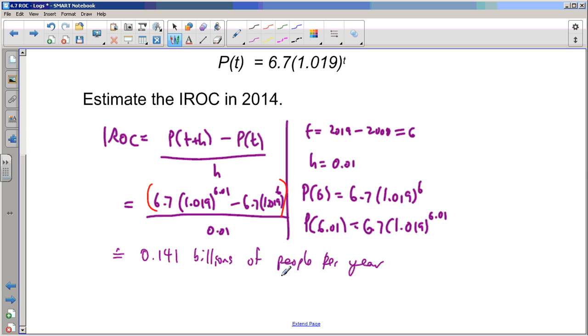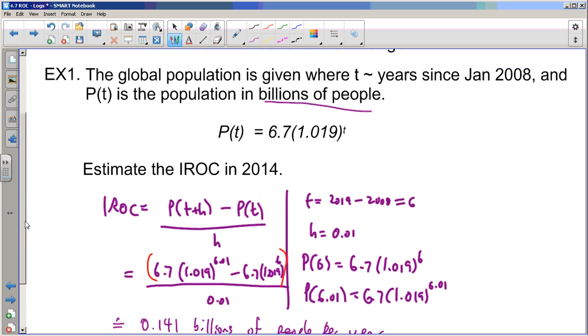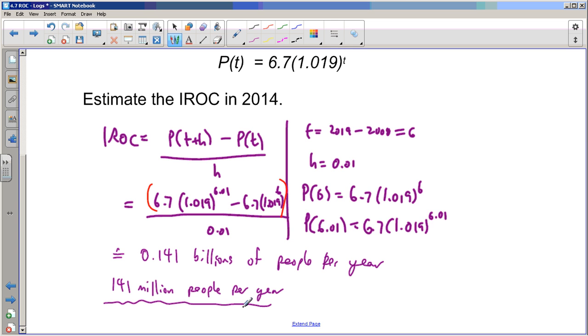Which is scary, right? This is 141 million people per year. Right now, the planet is growing by 141 million people per year. What's that? That's about half the size of the United States, right? The United States is around 300 million. So every year, the planet's population is growing by 141 million people. Just all of a sudden, half the United States appears on the same blue dot in space. A little bit scary, a little bit frightening.